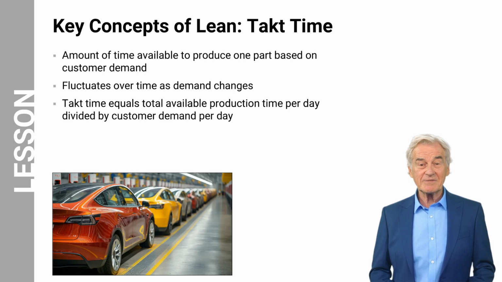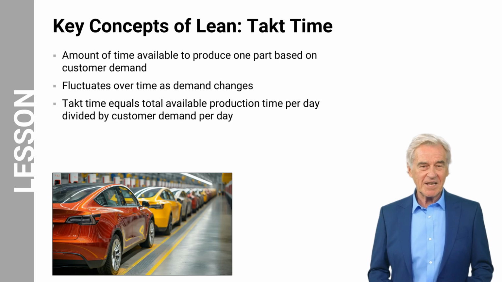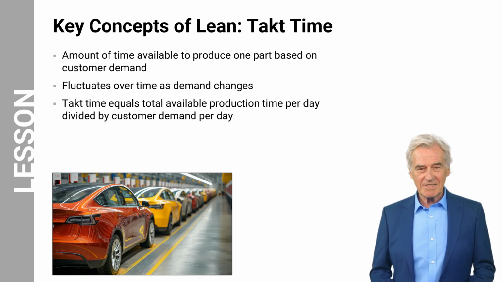Takt, in German, refers to the beat kept by a metronome for musicians. It is the amount of time available to produce one part based on customer demand. Takt time takes into account the available hours and the customer demand per day, and therefore fluctuates over time as demand changes. Takt time equals total available production time per day divided by customer demand per day.